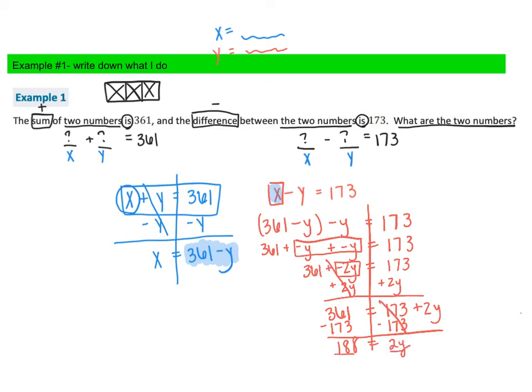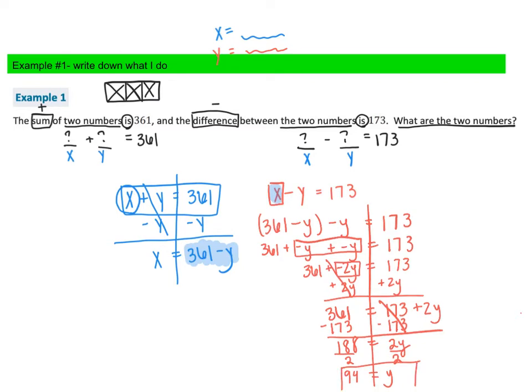I divide both sides by 2, and I get y equals, oops, wrong side. I get y equals 94. Okay, so I found what my y number is, and it's going to be really easy for me to find my x because I can just plug it into either equation that I started with.